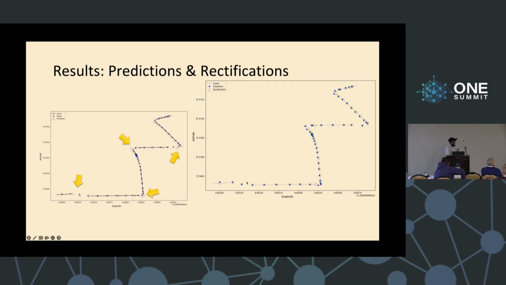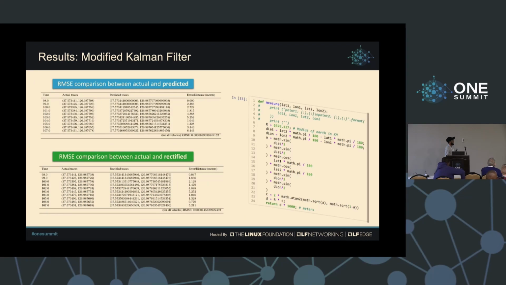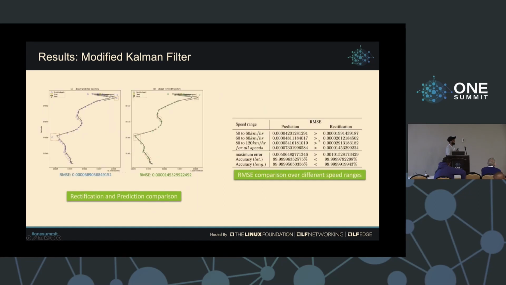Visually we can see this here, but numerically, I compared these results with the basic Kalman filter predictions and rectifications. The RMSE tends to be lower, and the error is low as compared to the Kalman filter prediction. The experimentation was done over different speed ranges of vehicles, like 50 to 60 kilometers per hour, where the prediction error was greater than with the rectification process applied.